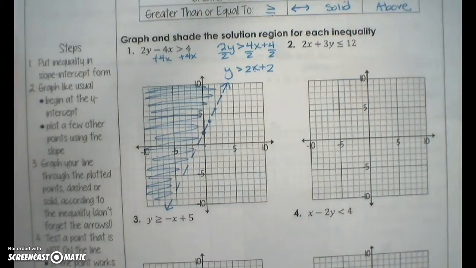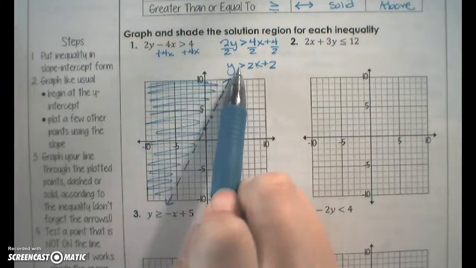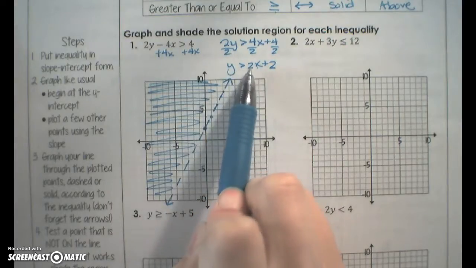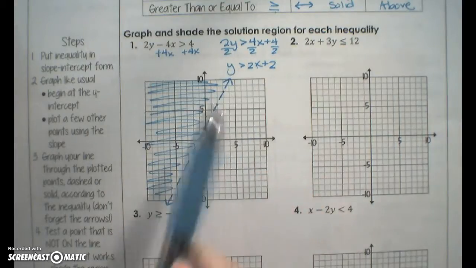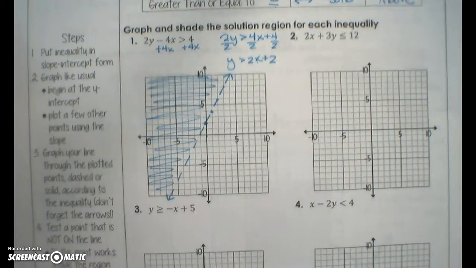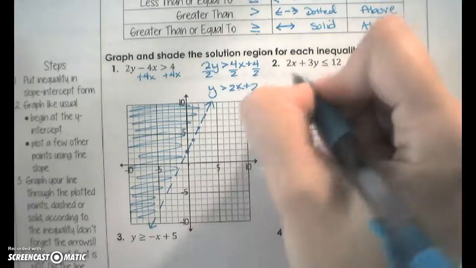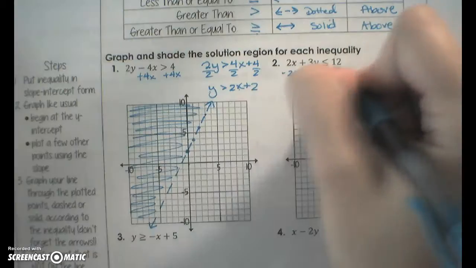Now, if that is a struggle for you, you can think of it like y greater. So if we're greater, we want to again shade above, where you'd be riding that escalator and seeing all those shops at the mall. Holiday season. So next, we're going to subtract 2x.